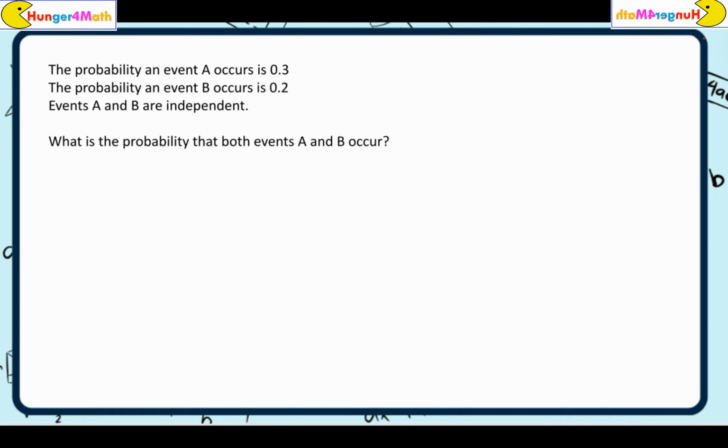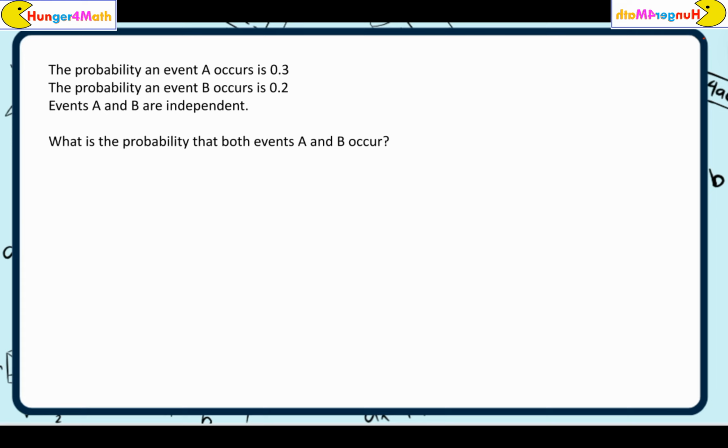For our next example, the probability that an event A occurs is 0.3. The probability that an event B occurs is 0.2. Events A and B are independent. What is the probability that both events A and B occur?